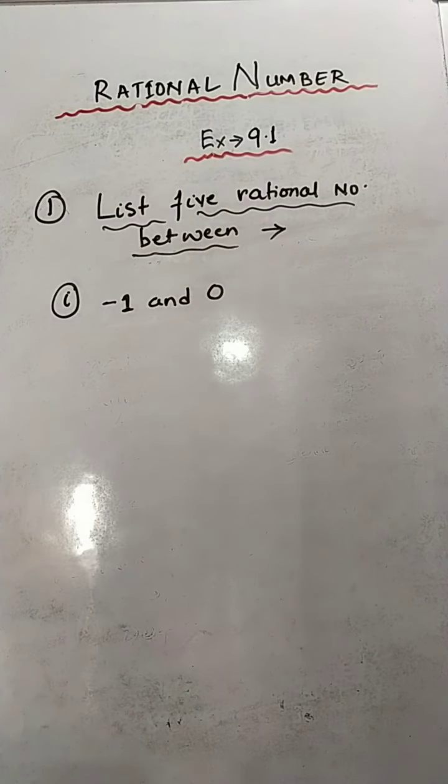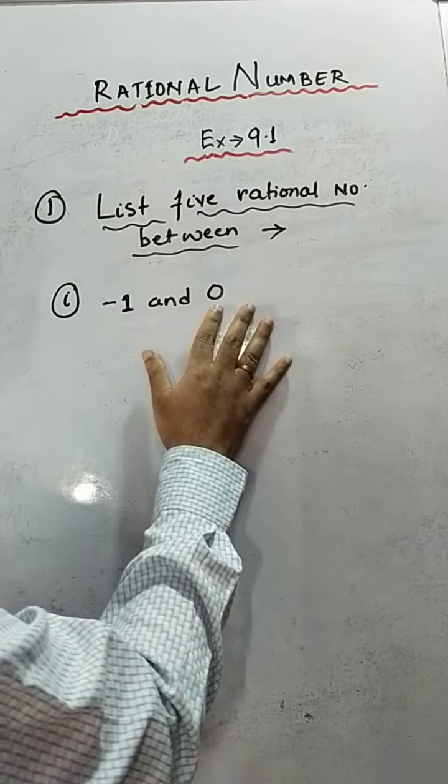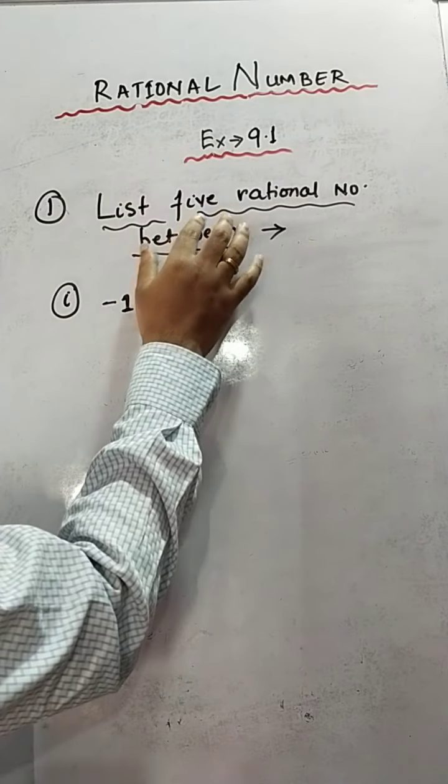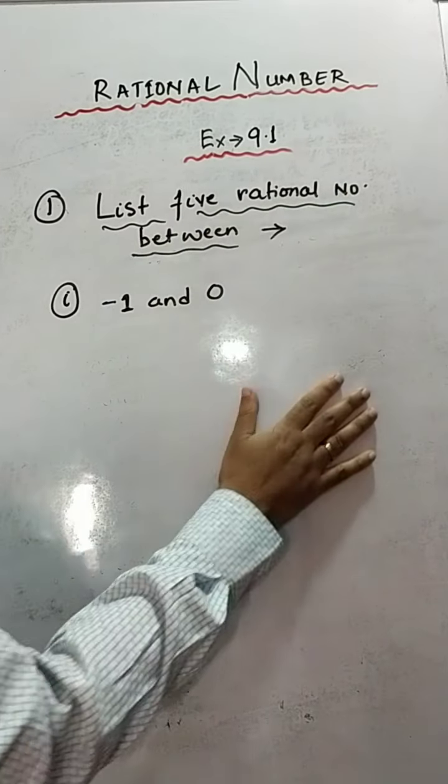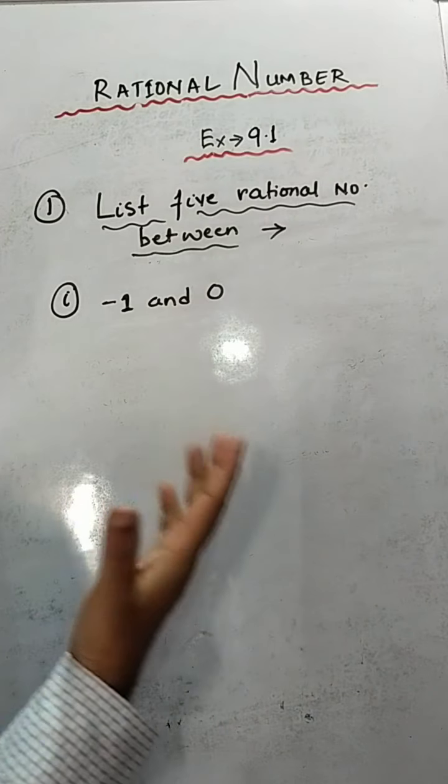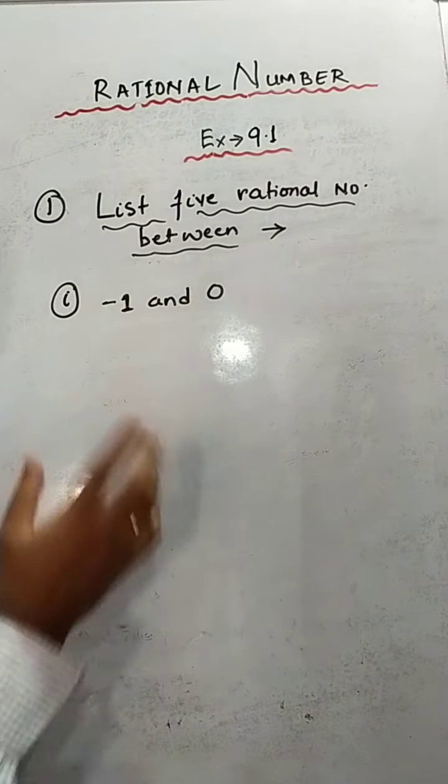This is question number 1, students. So list 5 rational numbers between -1 and 0. So how many rational numbers do we have to put? 5 rational numbers. Okay. Now you will be thinking, why are -1 and 0 rational numbers, sir?